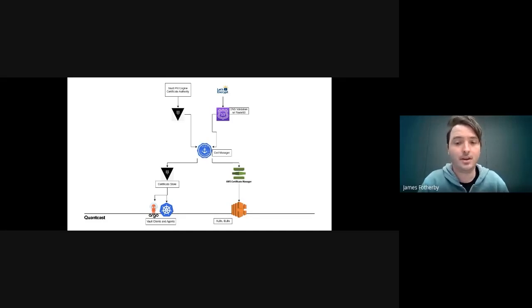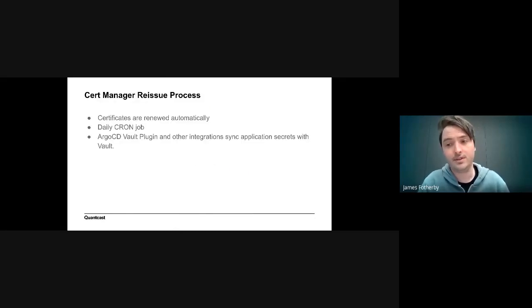After issuance, a job pulls from our Kubernetes secret store and ships the certificates to Vault and AWS Certificate Manager to be used in various integrations. Some of these might be via Argo CD's Vault plugin, or through general access through Cert Manager as these certificates get issued.